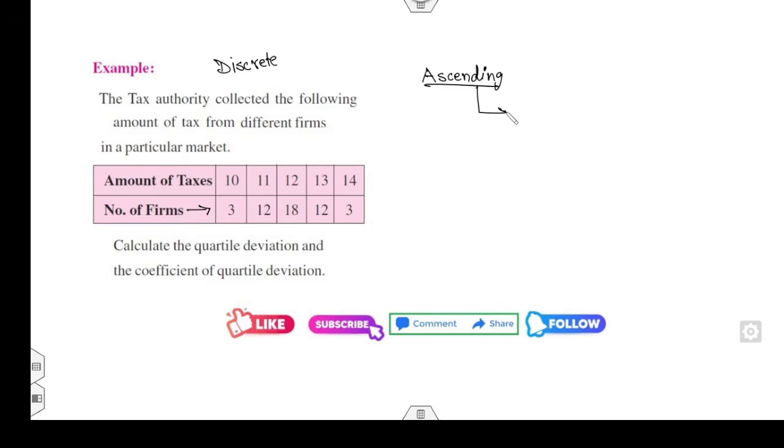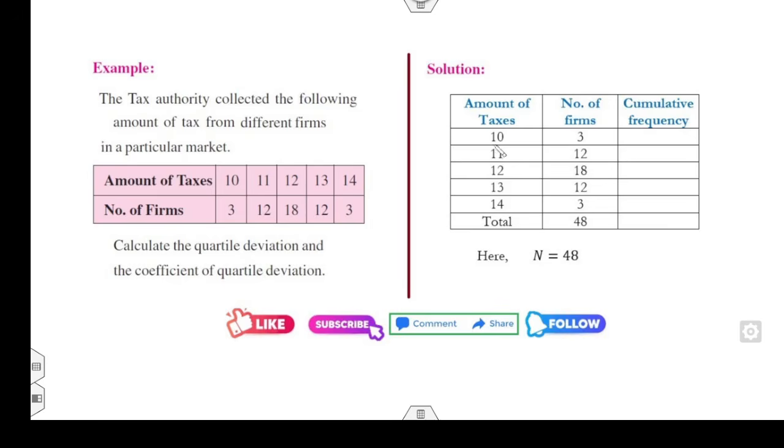Now your target is to write the information in ascending order, but because of the frequency you are unable to write in ascending order. So how can you write that? I try to find the cumulative frequency. So I can write the table, amount of tax, number of firms, the total is my 48. Now calculate the cumulative frequency. The first is 3, 12 plus 3 is 15, then 33, then 33 plus 12 is my 45, and then 48. Always make sure, students, the last value of the cumulative frequency and the total frequency must be the same. It must always be the same. If it is not the same, then you have a calculation mistake.